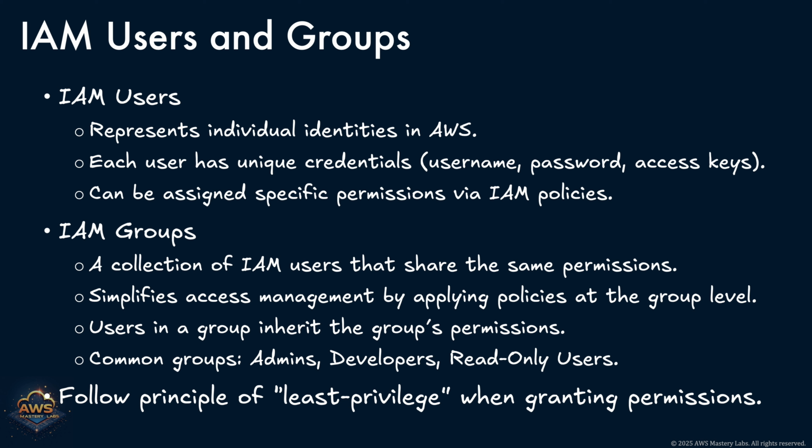Rather than assigning policies to individual users one by one, you apply them to the group, and all users in that group automatically inherit those permissions. For example, you might create common groups like admins, developers, or read-only users, each with a defined set of policies tailored to their responsibilities. A critical best practice when working with users and groups is to follow the principle of least privilege. That means only granting the minimum permissions necessary to perform the required tasks. This approach helps reduce the risk of accidental or unauthorized access and strengthens your overall security posture.